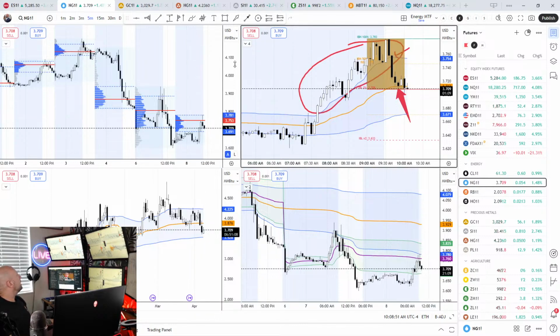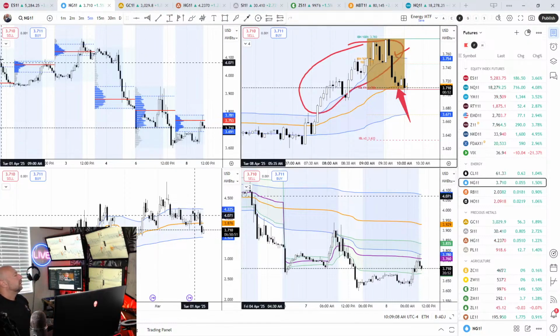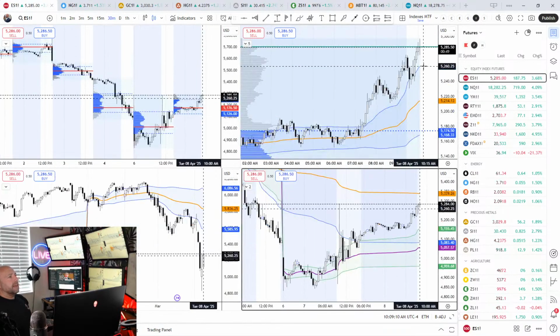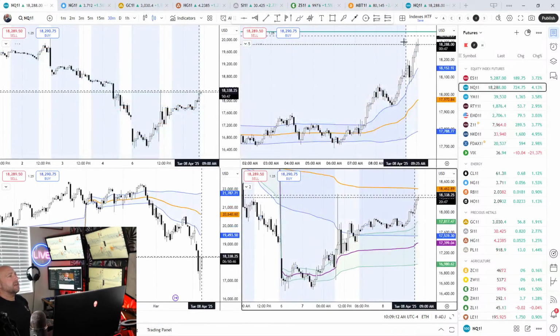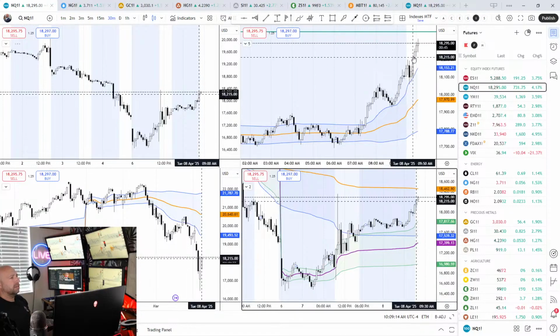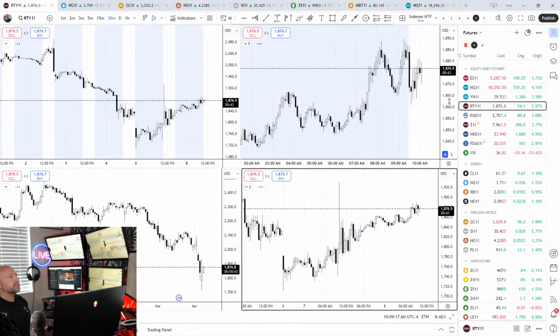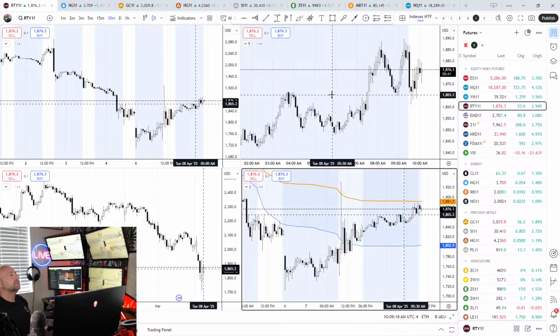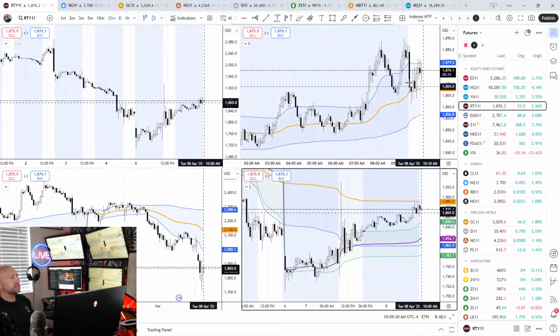Let's see what else is setting up. Russell is relatively weak. You can see ES and NQ are both very strong, high off the upper band. If we look at the Russell, we're still inside the bands on Russell.